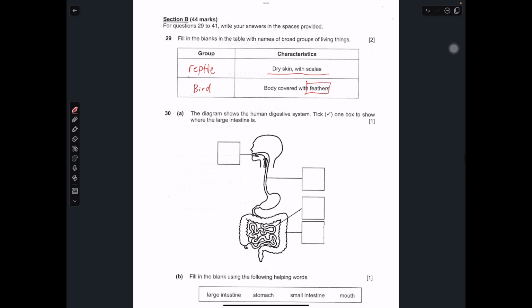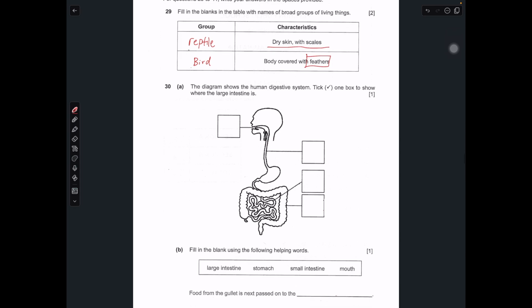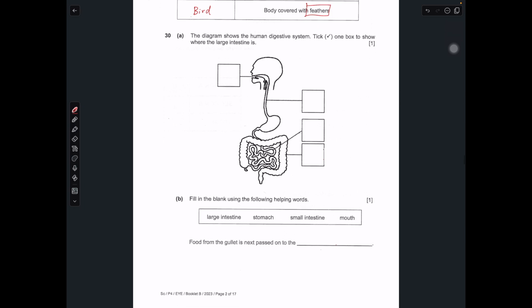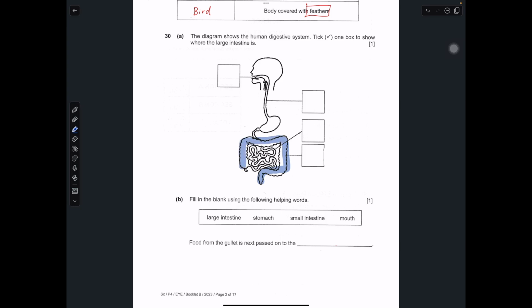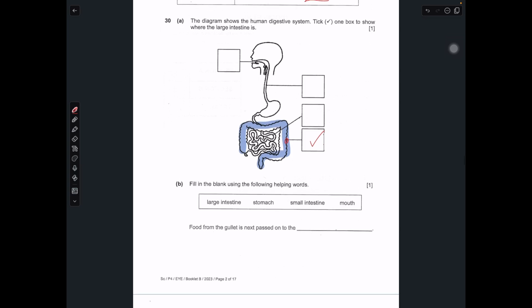So the diagram shows the human digestive system. Put a tick to show where the large intestine is. Large intestine is actually this part. This part over here. So the arrow indicator will be this part. So this part will be the answer. Okay. The other part, this over here will be your mouth. This part is your gullet. This part is your small intestine.